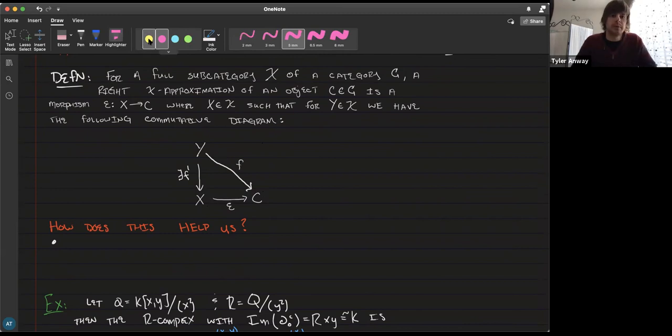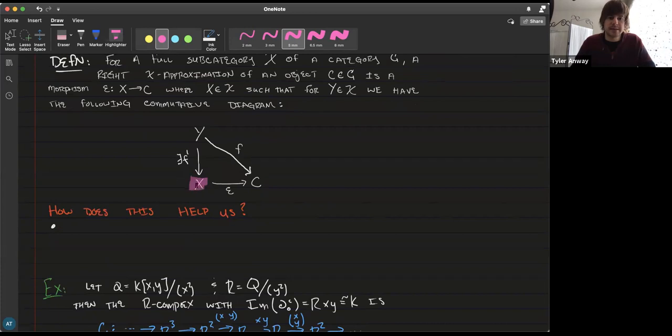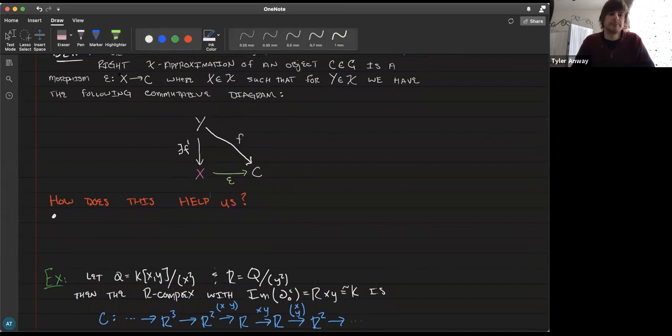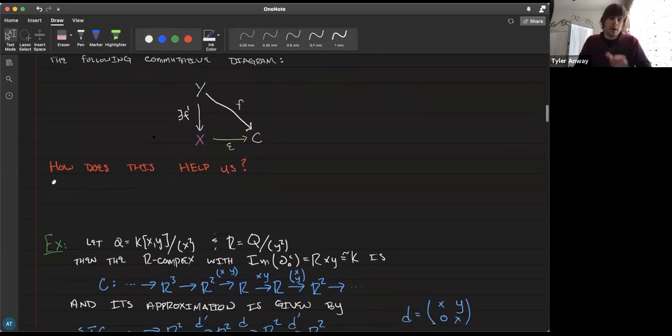I want to note that oftentimes I will say that this X, this object, is the approximation, but if we're speaking totally formally, the morphism here is actually the approximation, just so there's no confusion. All right, well, great. That's the definition of an approximation. How does this help us? Why did we just define this?